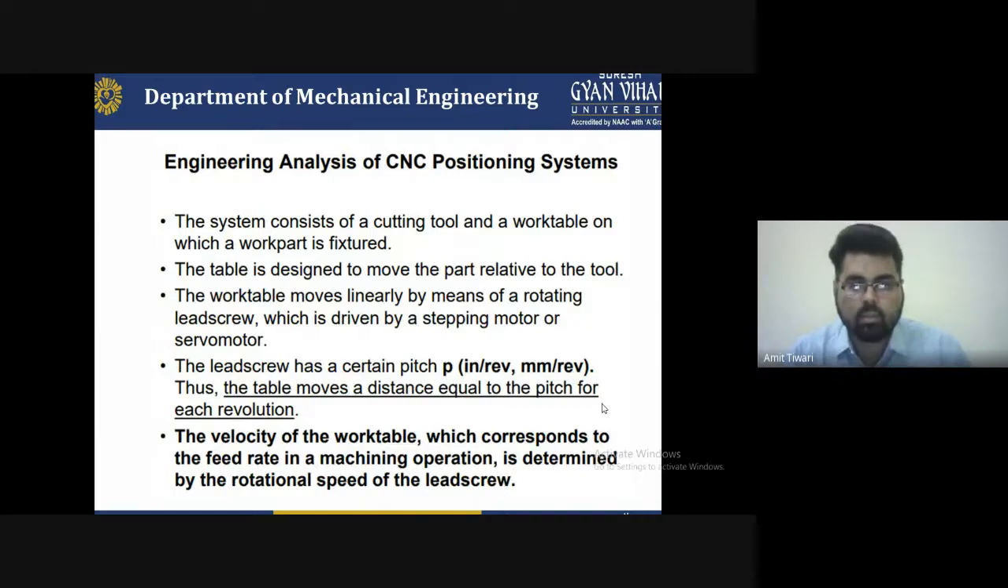Third one is the screw drive. The screw drive, or we can say lead screw, has a certain pitch, that is, inches per revolution, or mm per revolution. And the velocity of the work table, which sets the feed rate in the machining operation, is determined by the rotation speed of the lead screw basically.